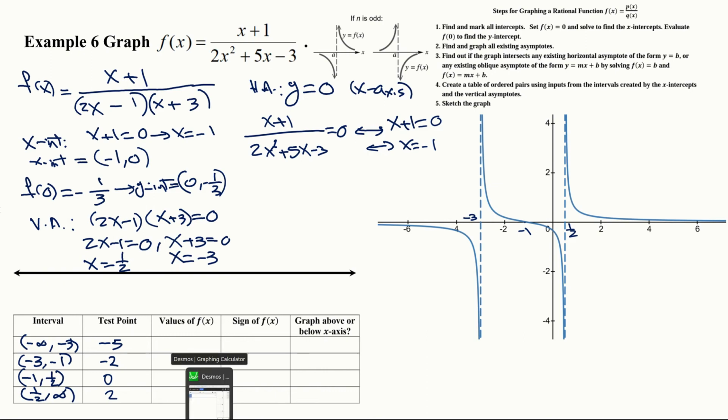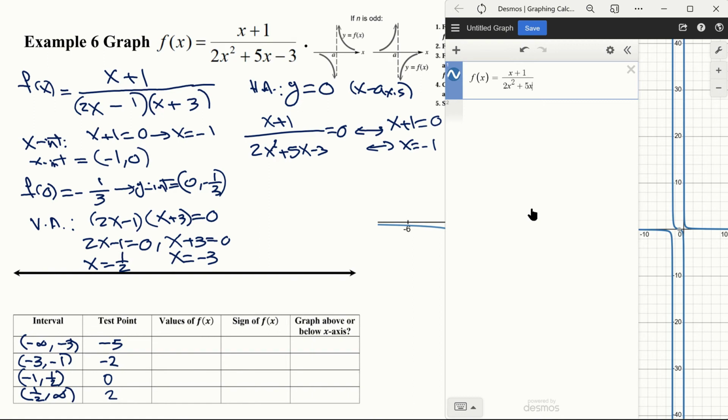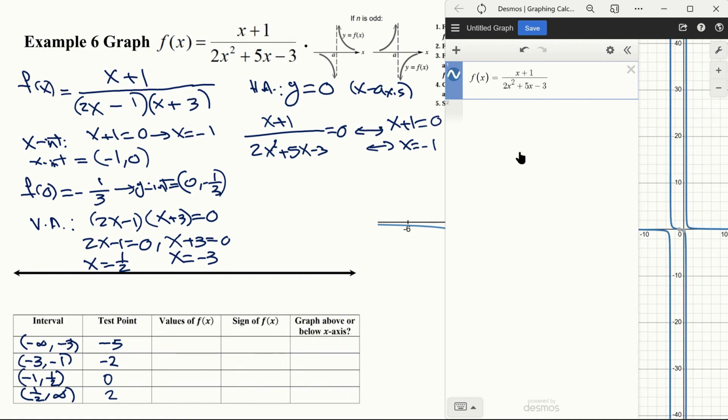Okay, so here we go. Let's go ahead and do the same trick we did before to get our values quickly. So we're going to just type in the function f of x equals, remember we're going to hit the fraction line and then type the numerator, x plus 1 over 2x squared plus 5x minus 3, right? And then we're going to want a table of values, and we'll start with the points that we want, right? So we want -5 for sure.